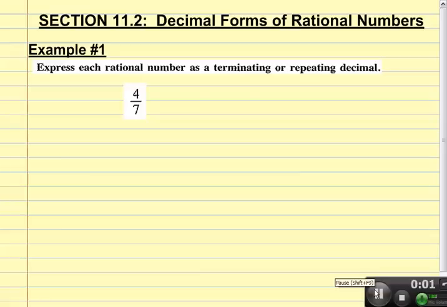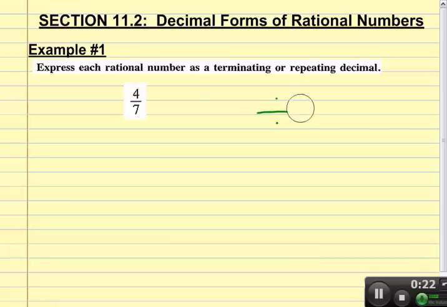Point two, got a little more fraction work to do here today, really just to remind you of some things. All right, here in example number one, it says express each rational number. It's a rational number because it's written as a fraction. Of course, we know that rational numbers can be written as fractions. That means they can be written as an integer over an integer.